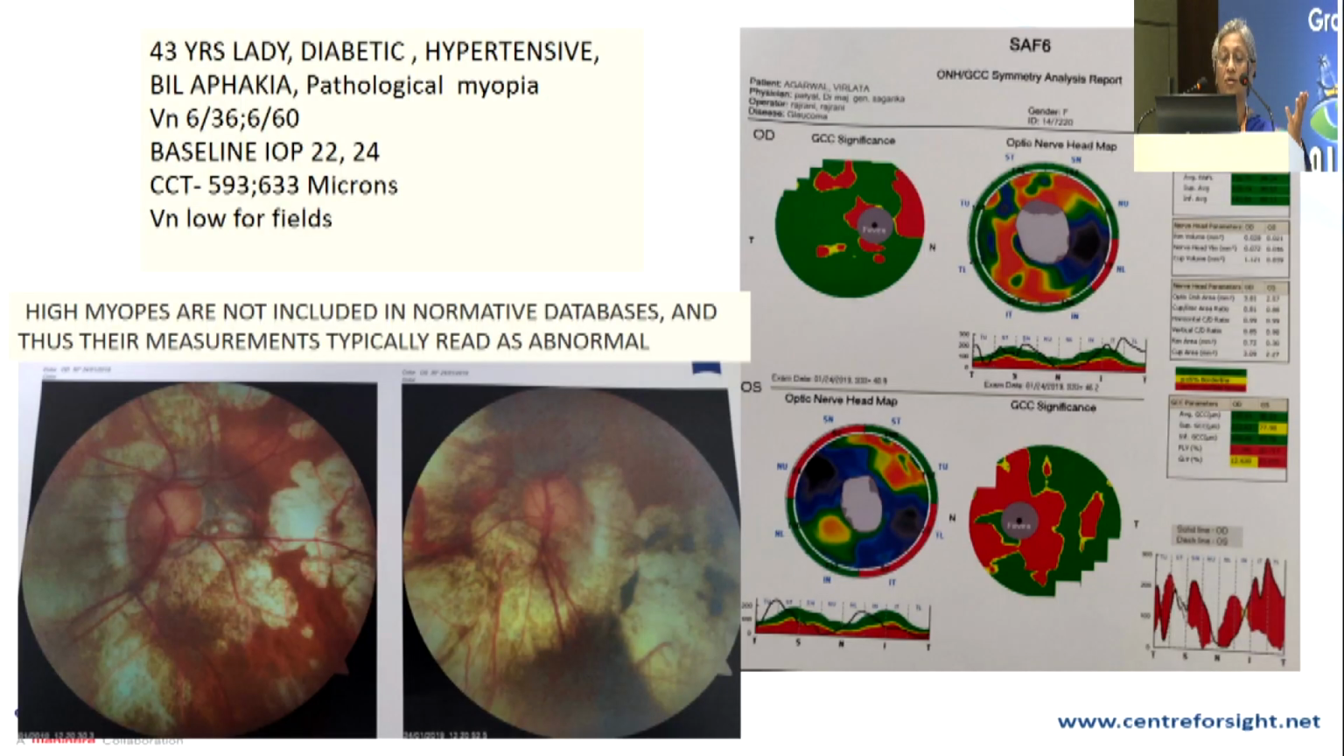Now, I will go on to the last one, which is very, very important. 43-year-old lady, diabetic, hypertensive, bilateral aphakic, pathological myopia. Please have a look at the fundi, and you find that there is a huge amount of pathological myopia out here. Remember, high myopics are not added in the database of patients. Therefore, the software is inadequate.